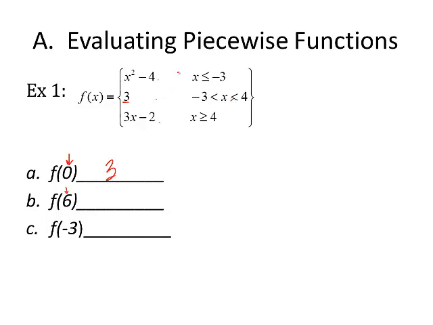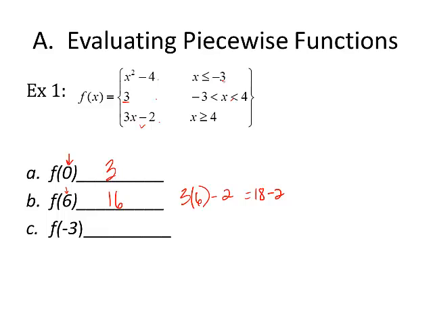So I look at 6. Where does 6 fall in these inequalities? It's not less than or equal to -3. It's not between -3 and 4. It is greater than or equal to 4. So this is the equation I'm going to use. So I do 3 times 6 minus 2, 18 minus 2, which gives me 16. It's evaluated. Done.